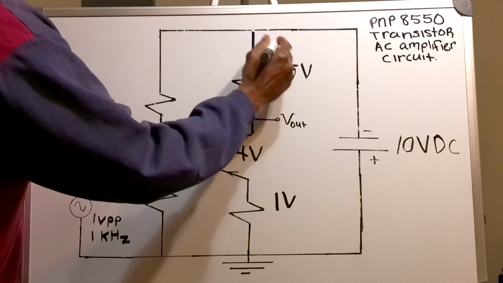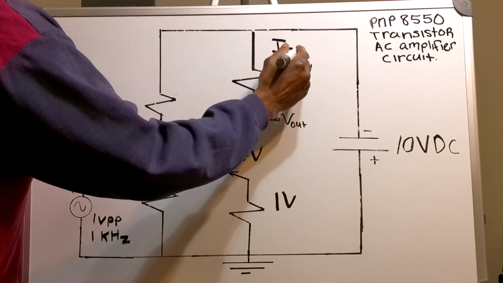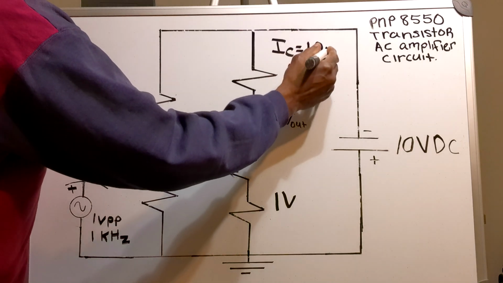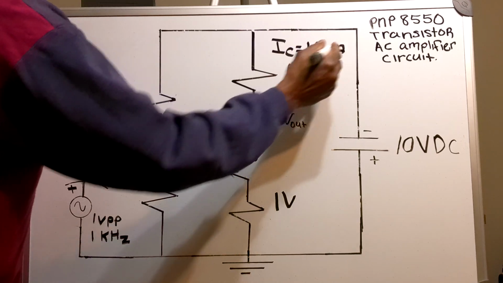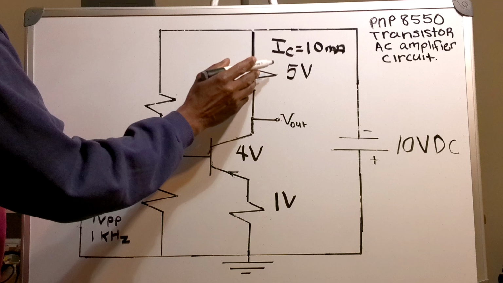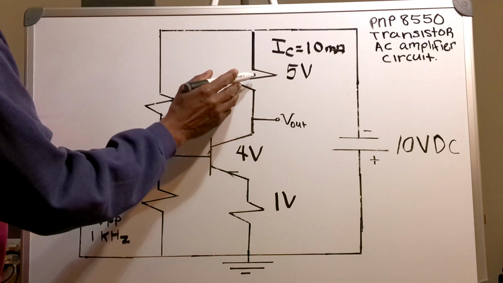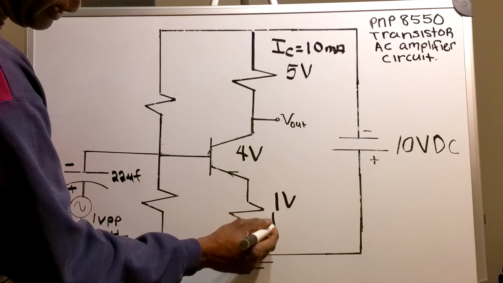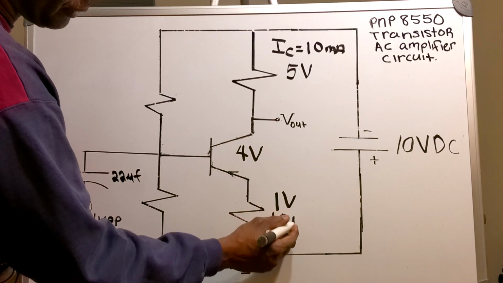My current will be 10 milliamps. So 10 milliamps will be flowing through the collector resistor, and 10 milliamps will also be flowing through the emitter resistor.